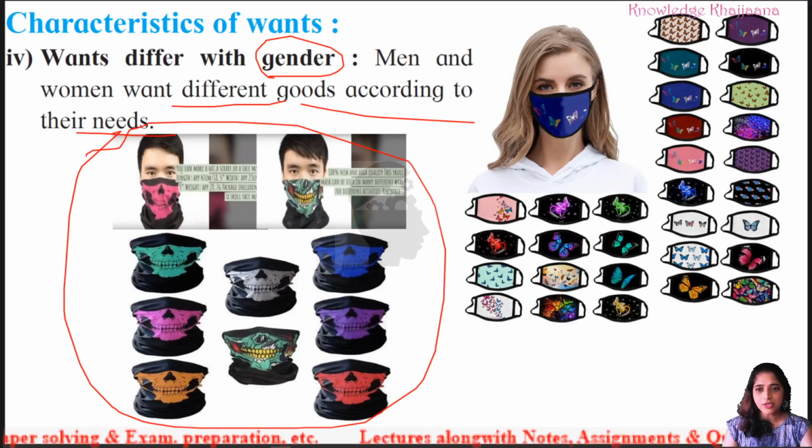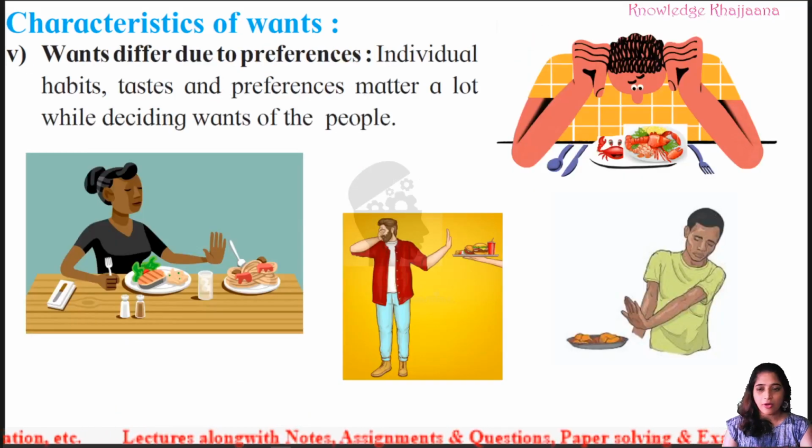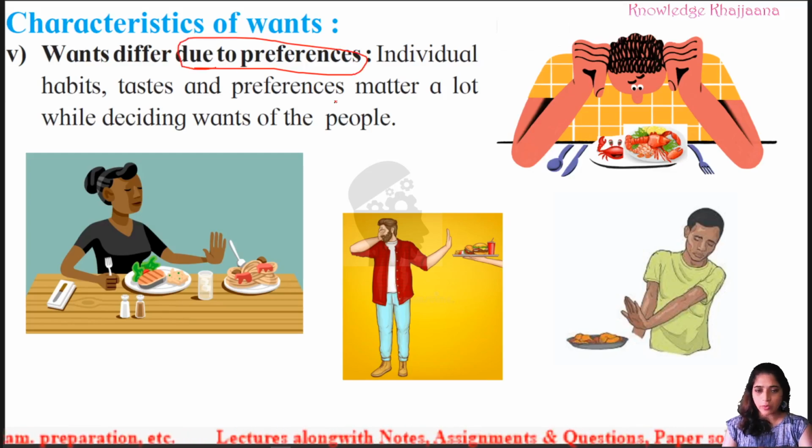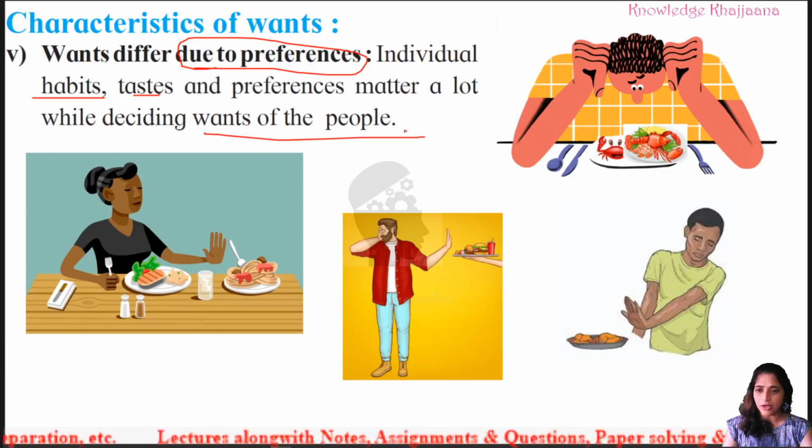The next characteristic of want is wants differ due to preferences. See, there are different preferences of everybody. What is meant by preferences? Individual habits, individual taste, individual preferences matter a lot while deciding the want of the people. Individual habits are different, individual tastes are different, and that makes a big impact on their want.